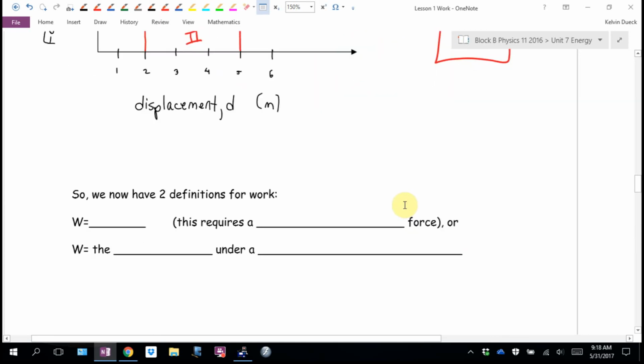So we have two definitions for work. Work equals force times distance, but this requires a constant force. Or work equals the area under a force versus distance or displacement graph. How do I know which one to use? I'll give you a hint. If the question gives you a graph, it's probably that one. If the question doesn't give you a graph, probably the force is constant. I mean, that's not in real life, but in terms of what I'm going to be throwing at you, sure.